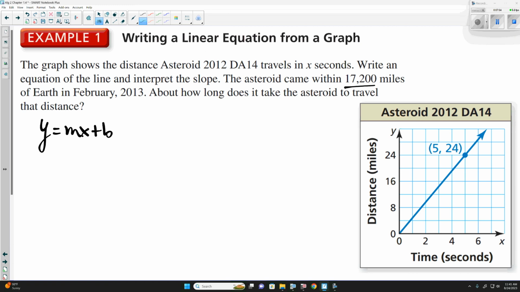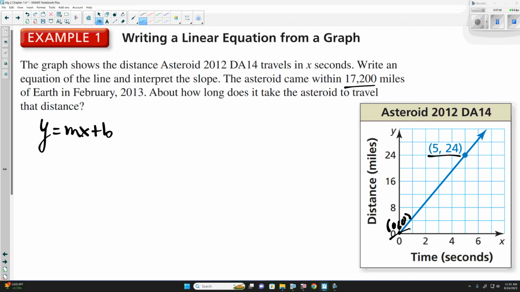The direct point that they gave us was (5, 24). So they put a dot and said (5, 24). What is the other point that they gave us on this graph? (0, 0), because when x is 0, the value of y is 0. They didn't specifically give us a point and say (0, 0), but it does intersect the graph at the point (0, 0). So we do have two points. This here is just a point on the graph, but this other point is the x and y intercept.